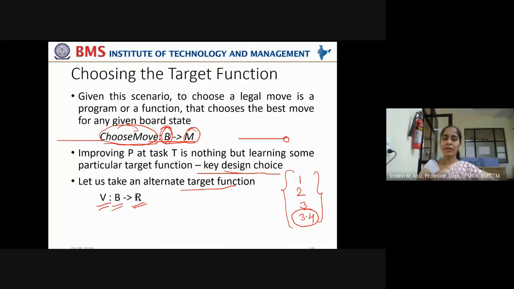Okay, now for any valid board state, the next move can be given some values like this, so that the normal moves can be given lesser values and the optimal moves can be given larger values. Okay, that is how you define an alternative target function. The move V is defined such that for any set of board states B, the next move is given a weight. Based on the weight, you can select that particular optimal move.